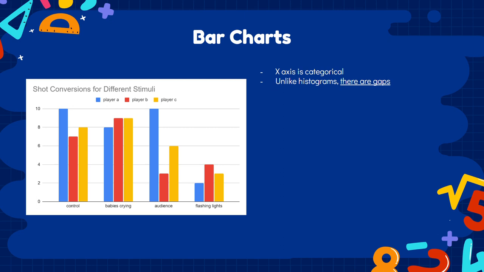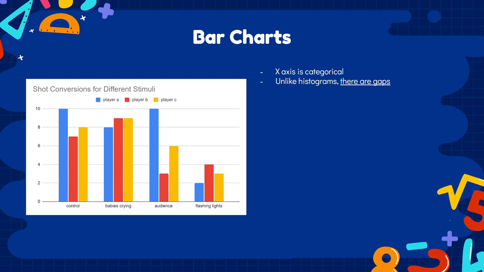And unlike histograms, which I'm about to go to after this, notice how there's gaps, right? It's not all mushed together. There's gaps in between to show different sets of data under different stimuli. So even if you took out player B and player C and you're only looking at the blue lines, only player A, it's still a bar chart that shows player A under different stimuli, right? 10 out of 10 in the control, 8 out of 10 when the baby's crying, 10 out of 10 in the audience, it didn't faze him, and then 2 out of 10 when there's flashing lights. So that's basically how a bar chart is read.